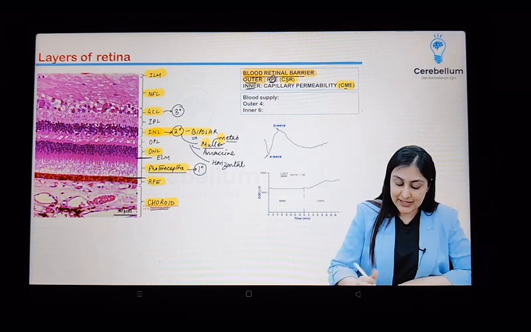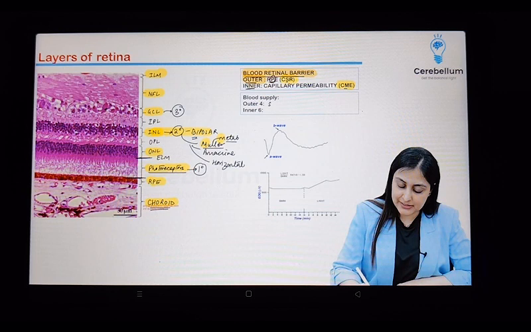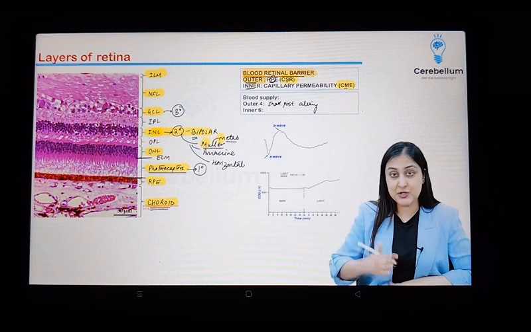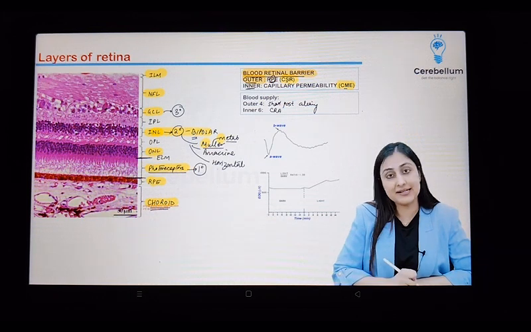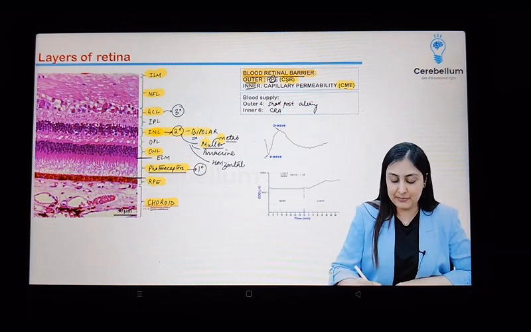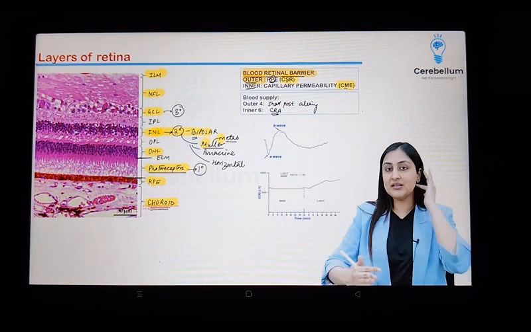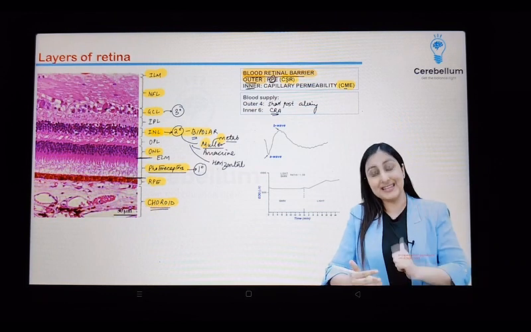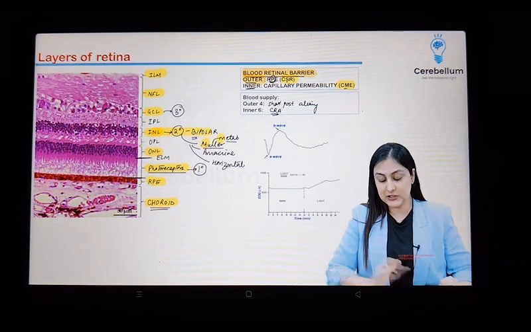Talking about the blood supply, so the outer 4 layers are going to be supplied by the short posterior ciliary arteries, whereas the inner 6, because it's inner, it's going to be supplied by central retinal artery. Both of them are branches of ophthalmic only, but remember central retinal goes with the optic nerve, so this is going to go into the inner layer, whereas outer is short posterior ciliary.